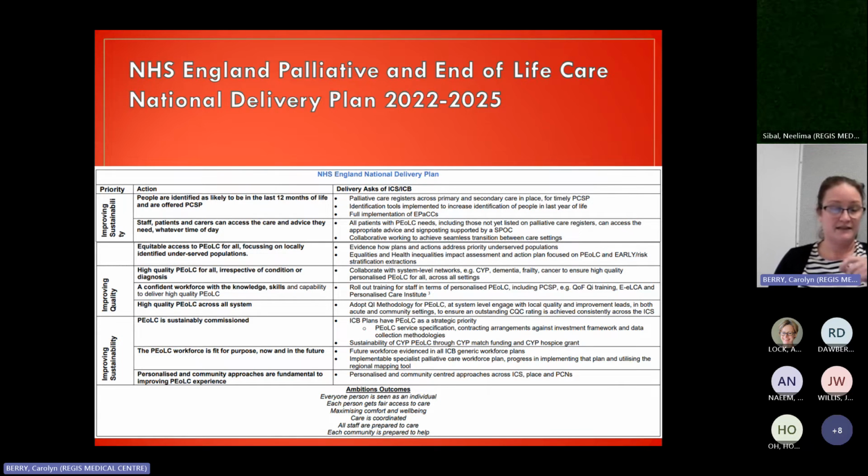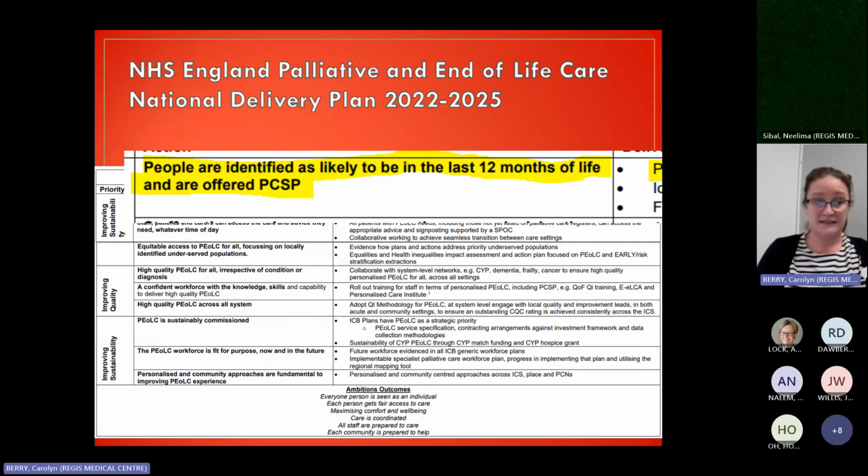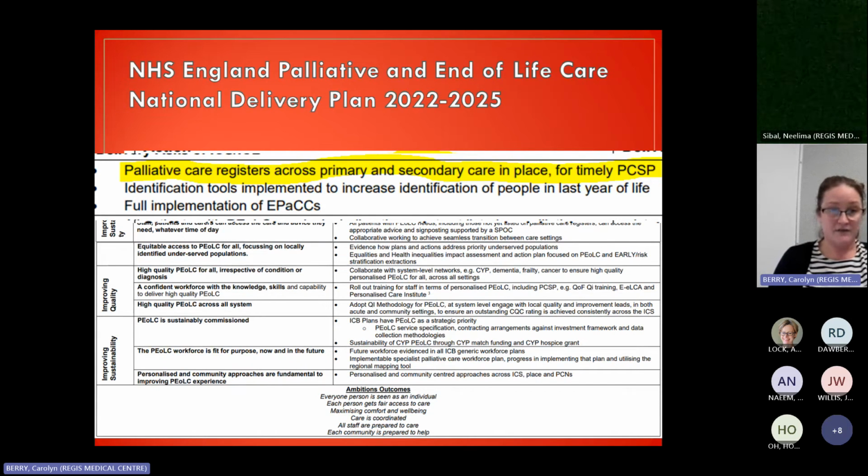If we look at the top of that, we have actions, and then we have what the delivery asks of the ICBs are. Relevant to today, we have: people are identified as likely to be in the last 12 months of life and are offered PCSP, which is personalised care and support planning. I suppose that's like advanced care planning plus. So it's planning for the future, but also meeting the care needs and symptom needs now also. So it's a wider description. That's the action. And the delivery aim is palliative care registers across primary and secondary care are in place so that we can have timely care planning.